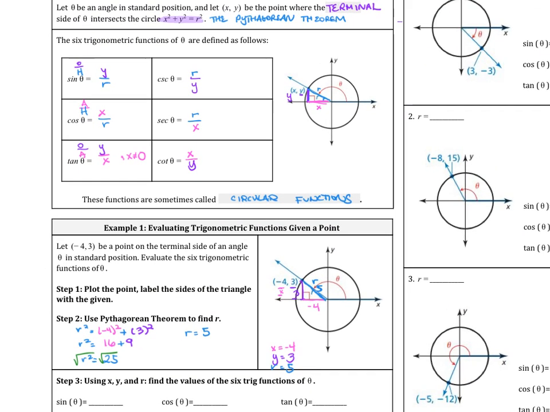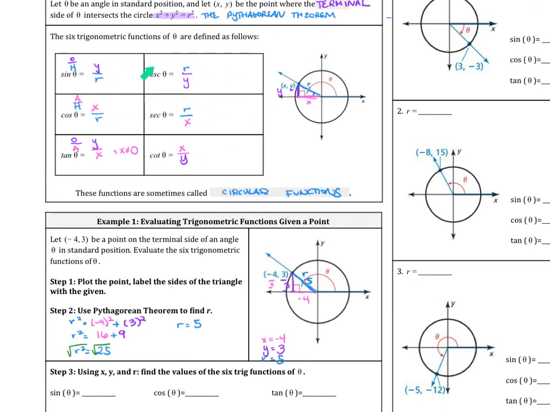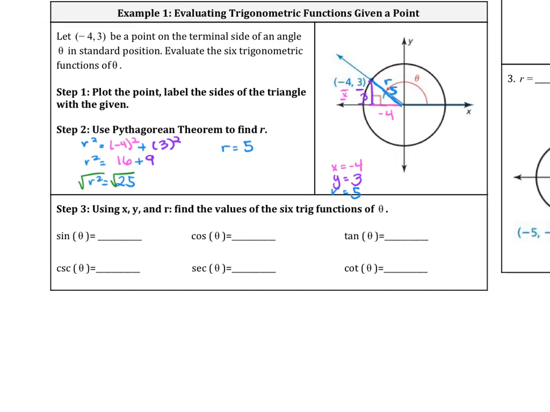Now, given that, we're going to use these ratios that we got from the beginning to write all of the answers down here. So sine, remember that that is y over r. So y is 3 over the radius 5. Then cosine is x over r. So x is negative 4 over the radius 5. Tangent is y over x. So therefore, that is 3 over negative 4.